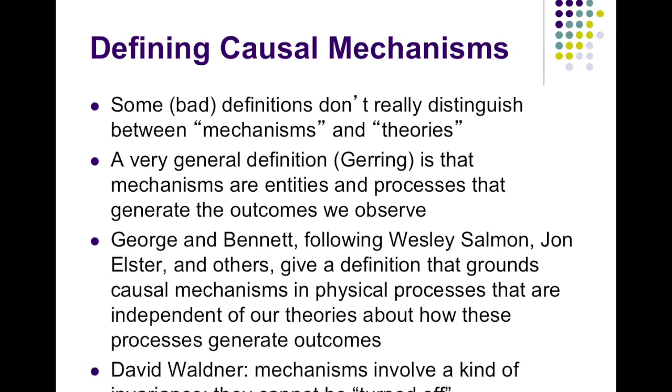I think more recently, perhaps a better definition comes from David Waldner, based on some later work in the philosophy of science. His argument is that the thing that makes mechanisms special is that they involve some kind of invariance. Now, he doesn't mean a deterministic invariance. He would argue that even quantum relationships have some form of invariance.